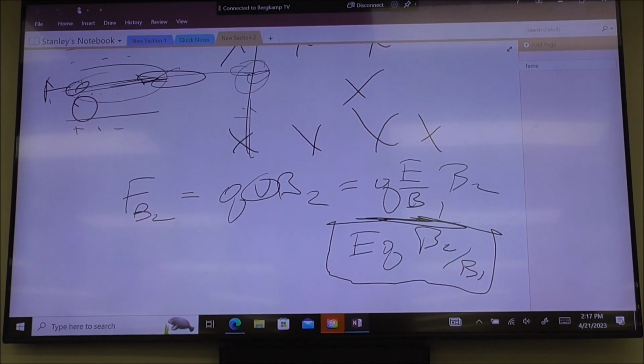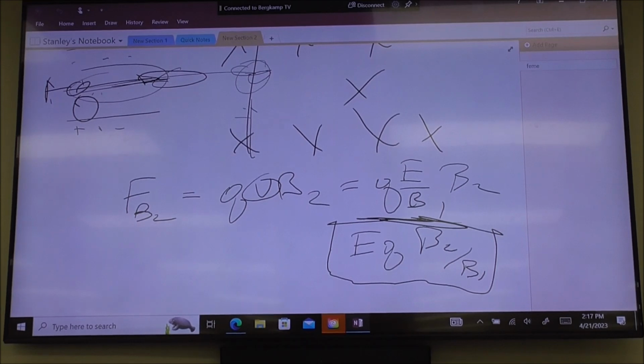Did you guys use radius? What's radius? For V squared over... the centripetal acceleration. Yeah.